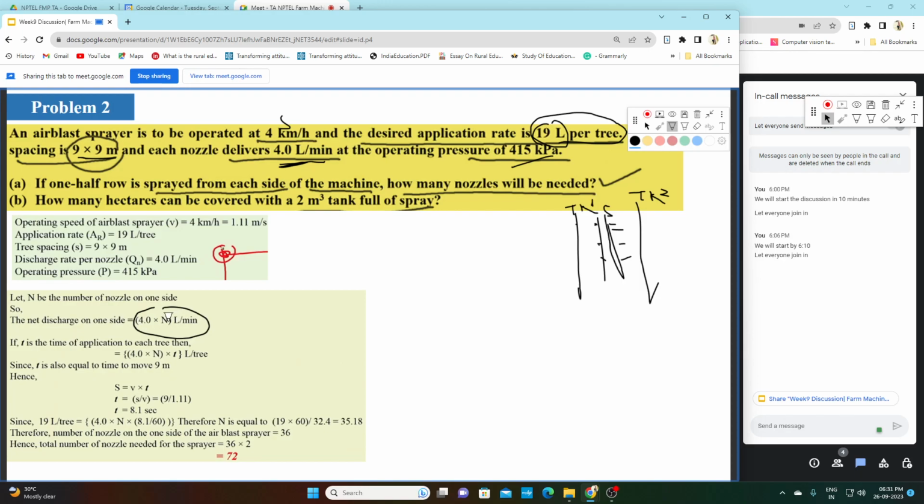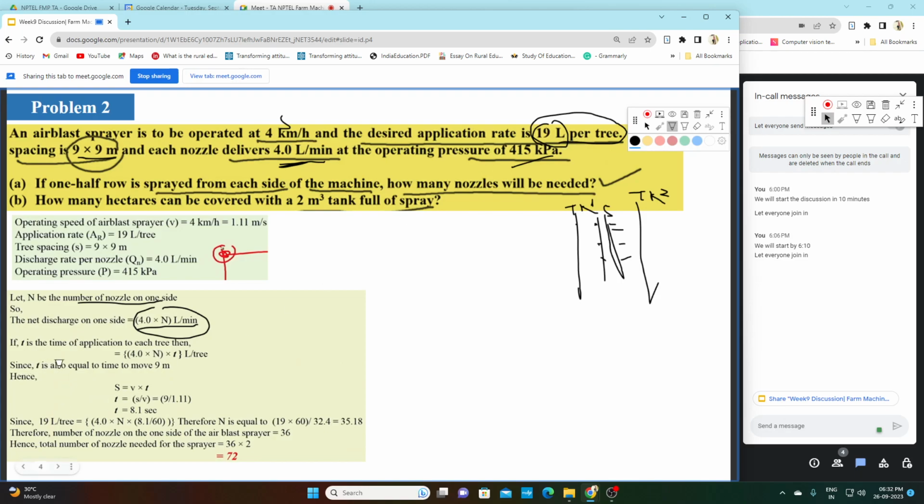4 into n, where n is the number of nozzles on each side, will be the discharge. 4 liter per minute for one nozzle, and if you have n nozzles on one side, so 4 into n will be your net discharge on one side, okay. Now we also know that for each tree, the desired application rate is 19 liter per tree, okay, that we also know.